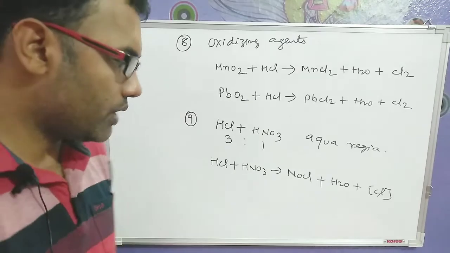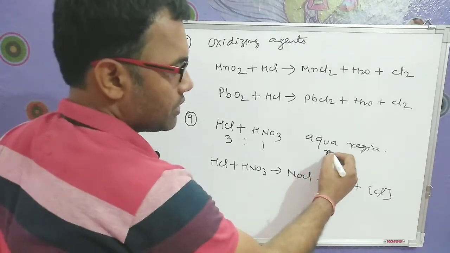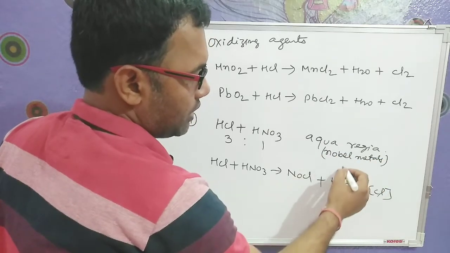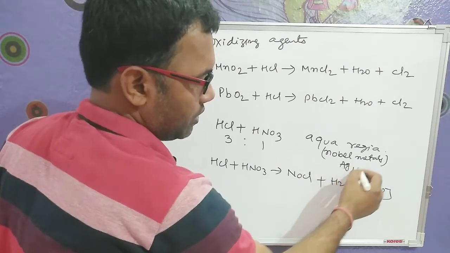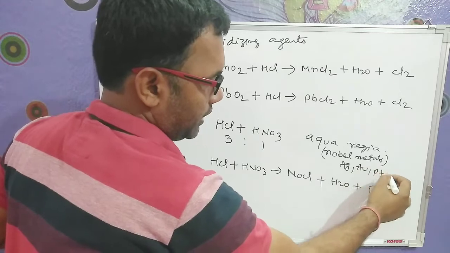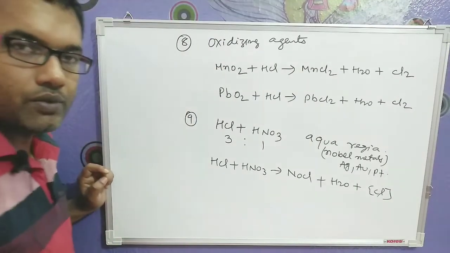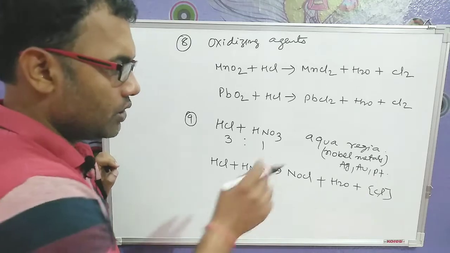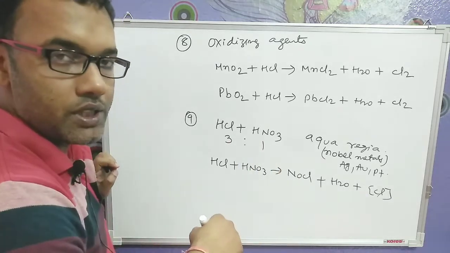Now what are these noble metals? The noble metals are silver, gold, platinum, because they do not readily react with any of the elements or any of the compounds. So individually, one by one, we'll be seeing the reactions.